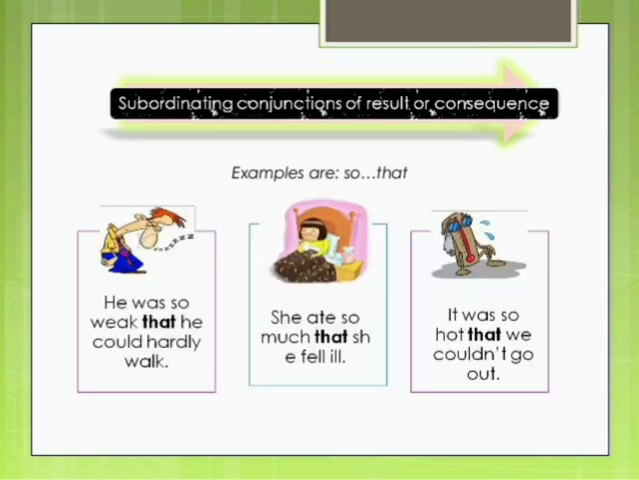Now subordinating conjunctions of result or consequence. Examples are so or so that. He was so weak that he could hardly walk. She ate so much that she fell ill. It was so hot that we couldn't go out. Okay, so these are some subordinating conjunctions with examples of result or consequence. Okay, students, now I will show you some more examples.